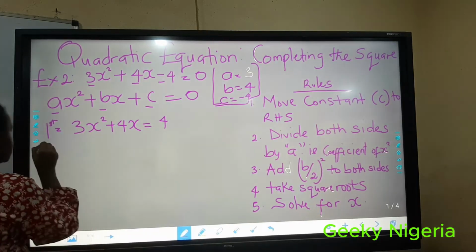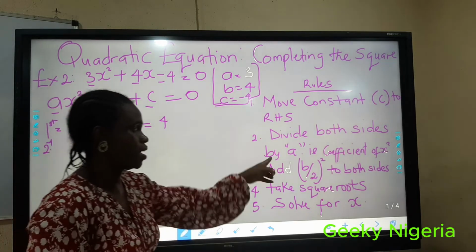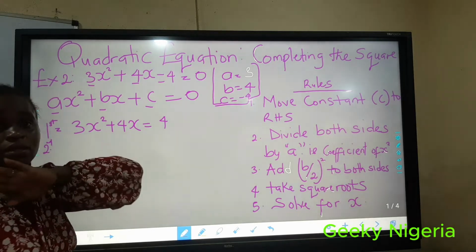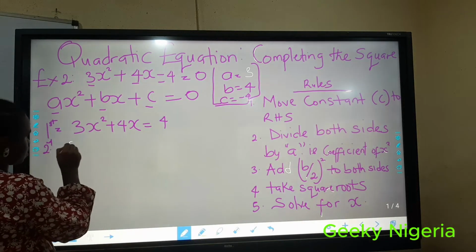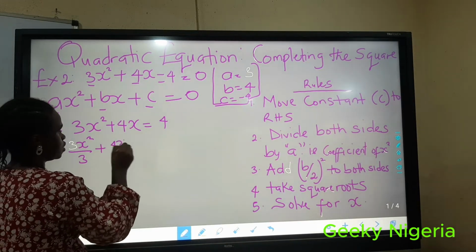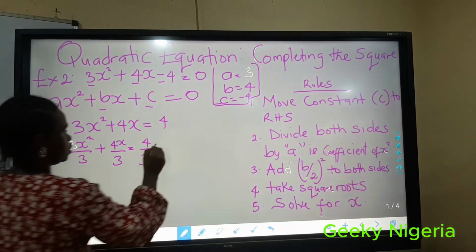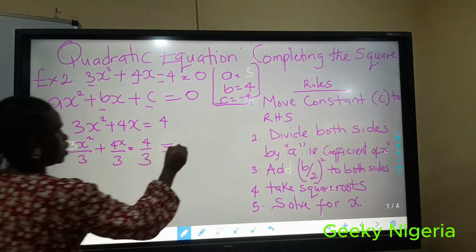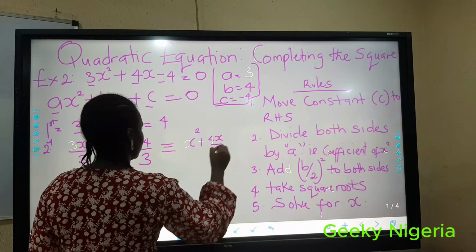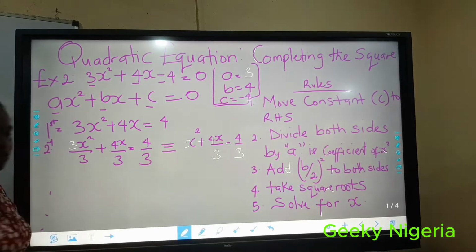Our second rule says, divide both sides by a. A is the coefficient of x squared. So a is 3. So we're dividing both sides by 3. So we'll be having 3x squared all over 3 plus 4x all over 3 is equal to 4 all over 3, which will eventually become x squared plus 4x all over 3 is equal to 4 all over 3. I fulfill the second rule.